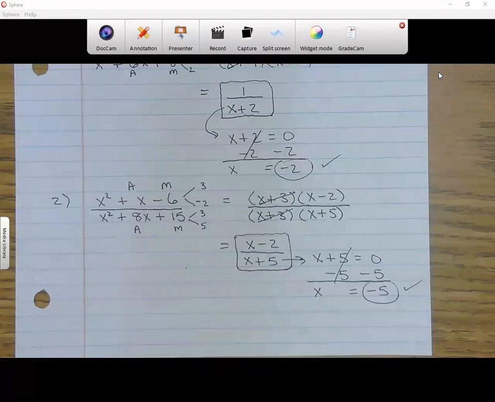Okay, so all you're really doing is the same thing you did last week, which is just simplifying. And when you get to the very end, you're always going to set the bottom equal to 0. It's never going to be the top. It's always going to be the bottom.